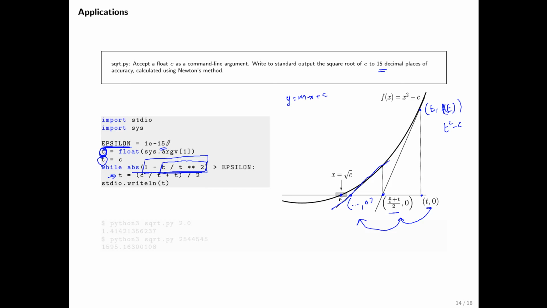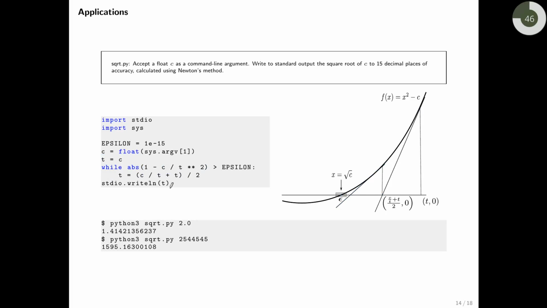which means that is going to be less than epsilon, right? Because epsilon, though a very small number, it is greater than 0. But once this guy is very close to 0, it can become less than epsilon, in which case you're outside the while loop, right? And you end up printing the current value of t, which is the square root of c.